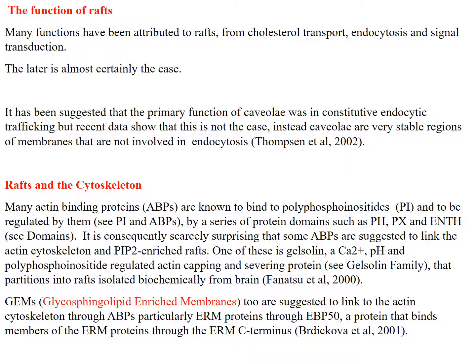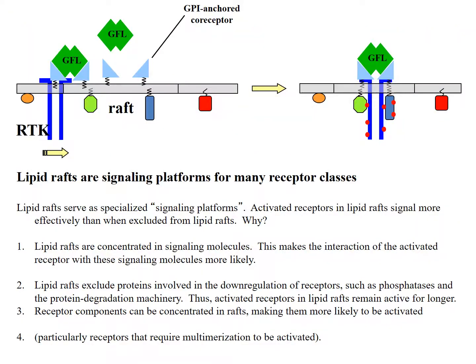But the planar rafts, the GEMs, are also linked to the lipid rafts through proteins that bind the cytoskeleton as well as the specialized lipids as well. And they're a signaling platform for many receptor classes.